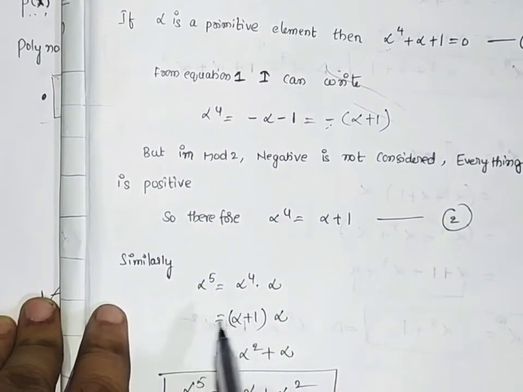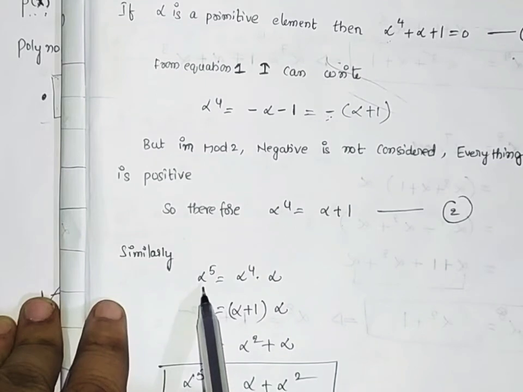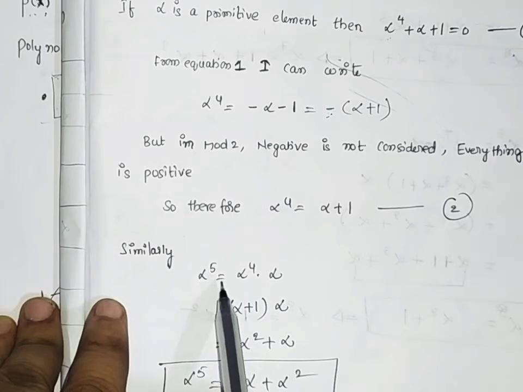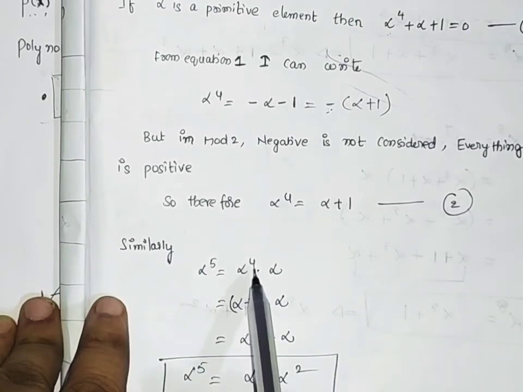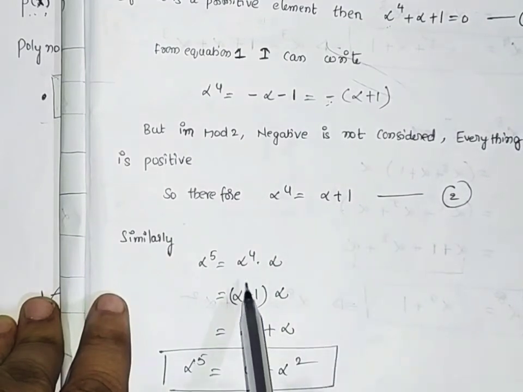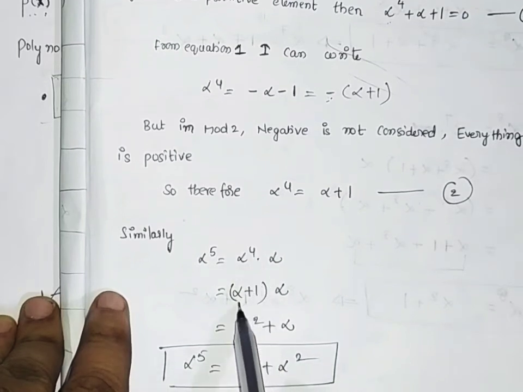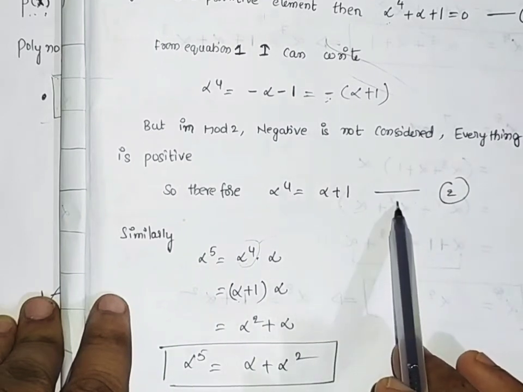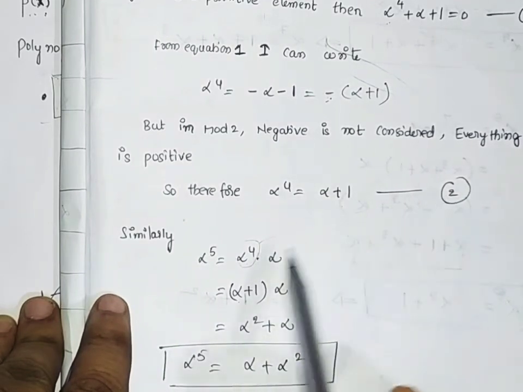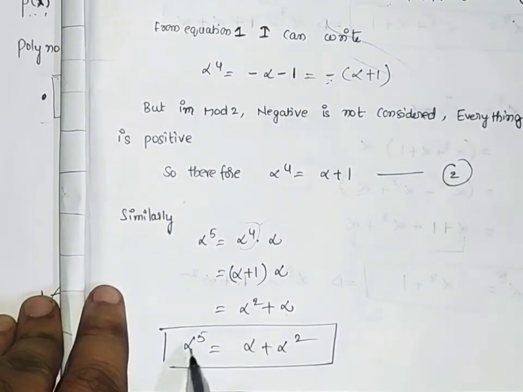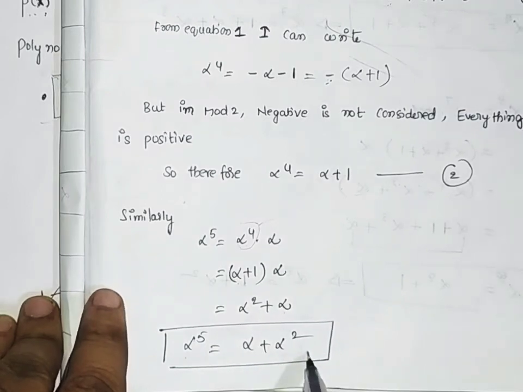Now, similarly, let us calculate the element alpha to the power 5. Alpha to the power 5 can be written as alpha to the power 4 into alpha. From equation number 2, we know the value of alpha power 4. Let us substitute the value of alpha to the power 4 here. This particular value is available from equation number 2. This will be the resultant equation. So finally, alpha to the power 5 is equal to alpha plus alpha square.